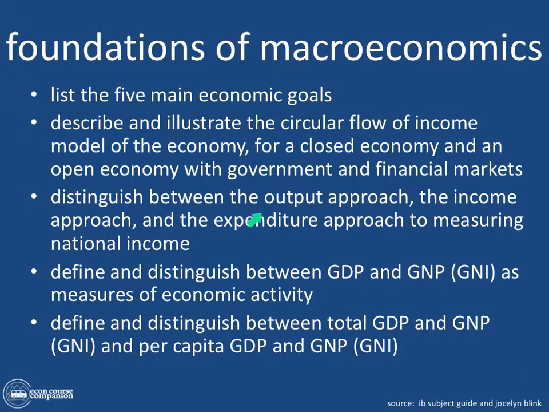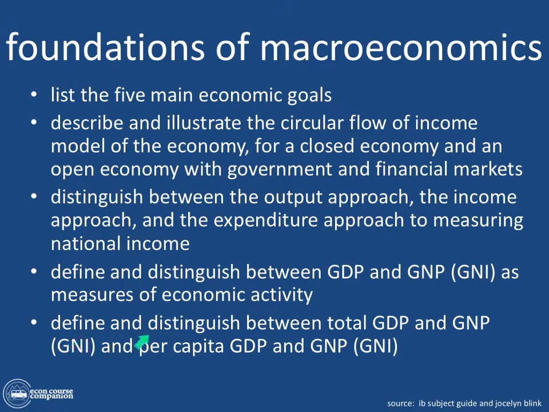Distinguish between the output approach, the income approach, and the expenditure approach to measuring national income. Remember, the IB does this expenditure approach to measuring income, but you need to know and distinguish between all three. You also need to be able to define and distinguish between GDP and GNP, also known as GNI, as measures of economic activity. This is where the whole GDP and friends come in, right?